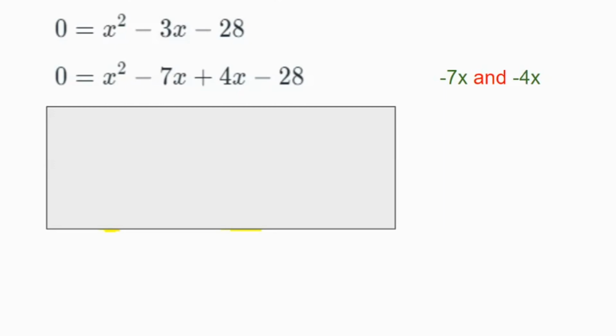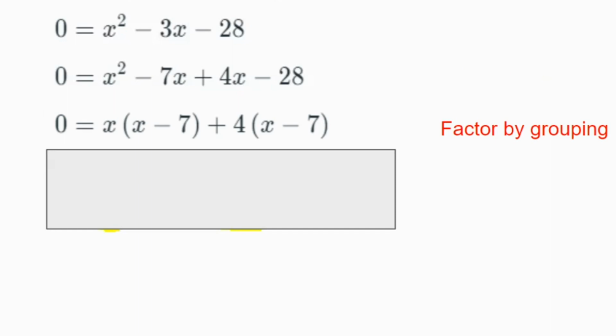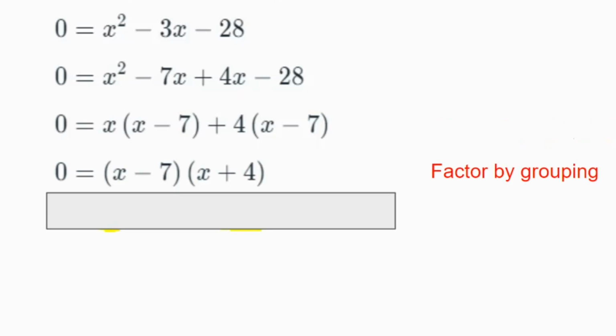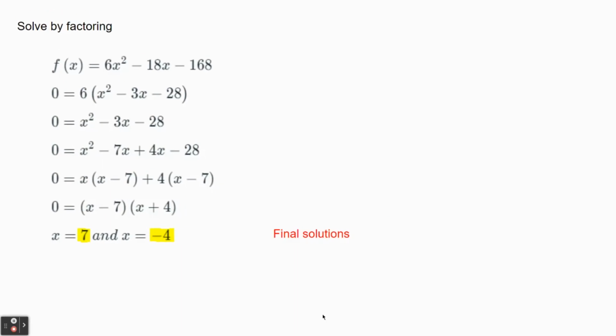And now we can do the factoring by grouping. The first two terms have an x in common. The second two terms have a 4 in common. And your final factored form will be quantity of x minus 7 times the quantity of x plus 4. But we're actually solving here. We're solving for x. As you can see, it's set equal to 0. So we have one more step, and that's to set each of the parentheses equal to 0. And when we do that, we get the solutions of x is equal to 7 and x is equal to negative 4.